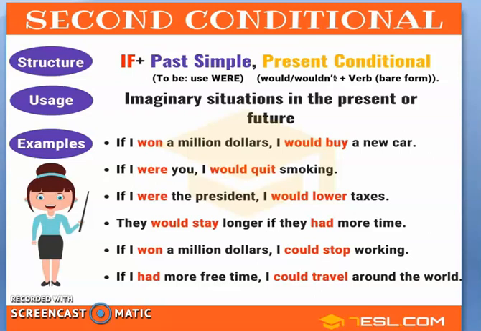Now look at the example here. If I won $1 million, I would buy a new car. If I were you, I would quit smoking. If I were the president, I would lower taxes. With all these examples, you can identify what I have said to you.